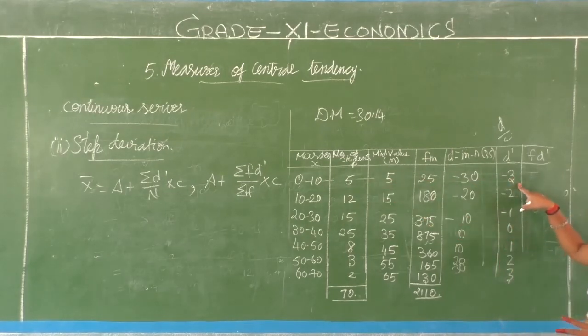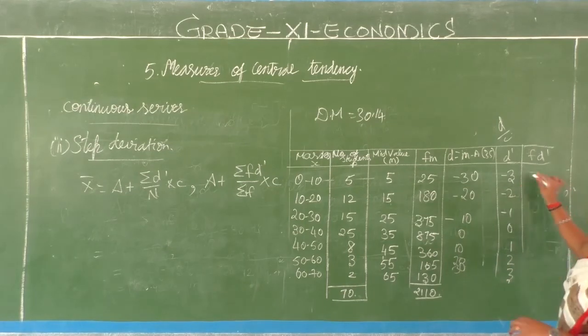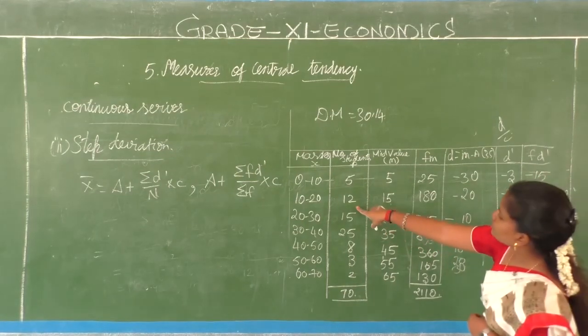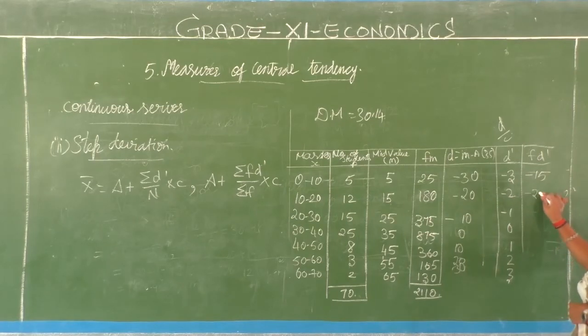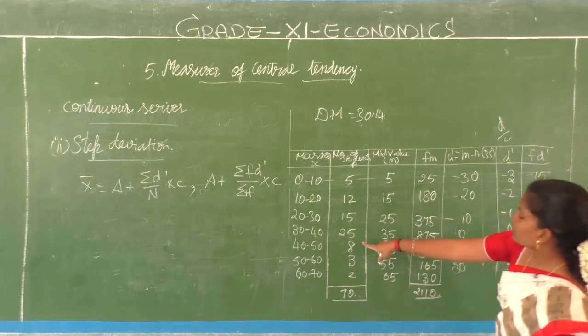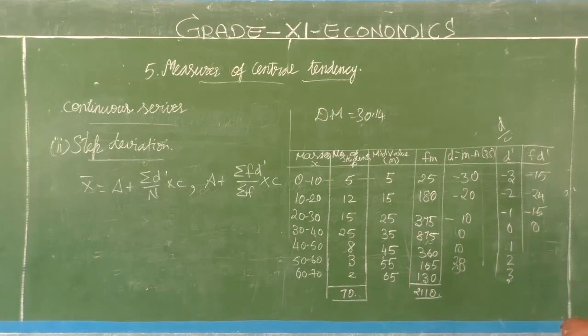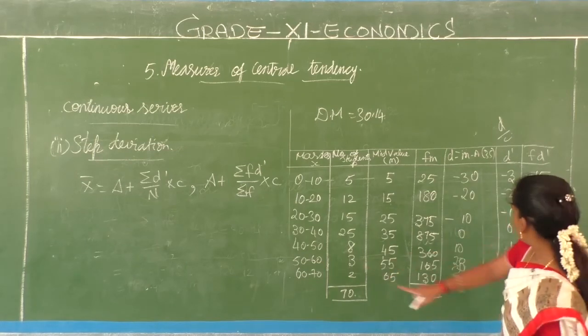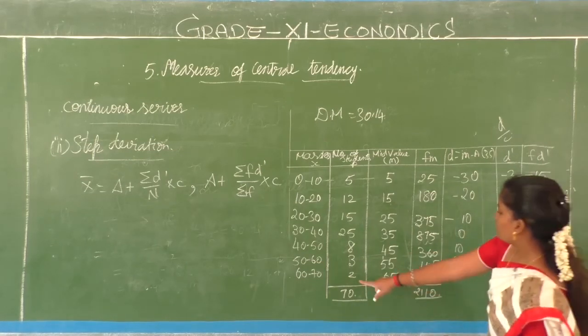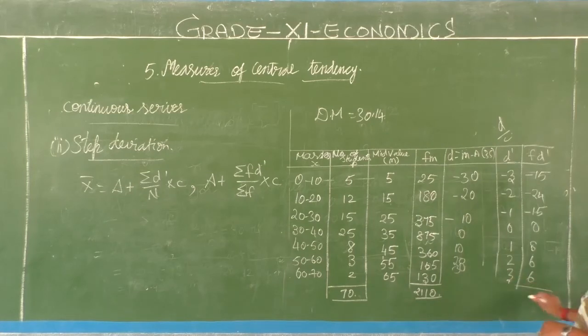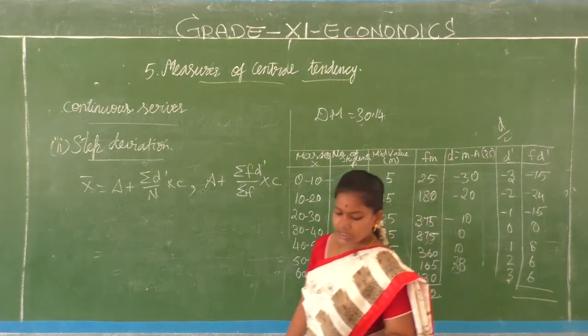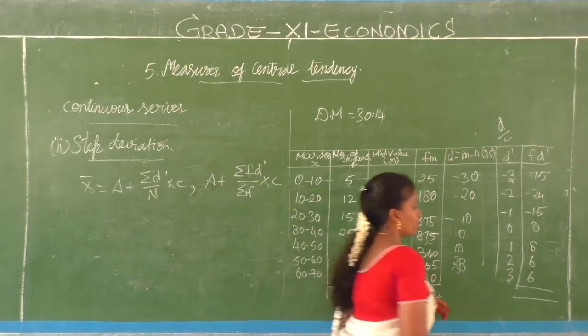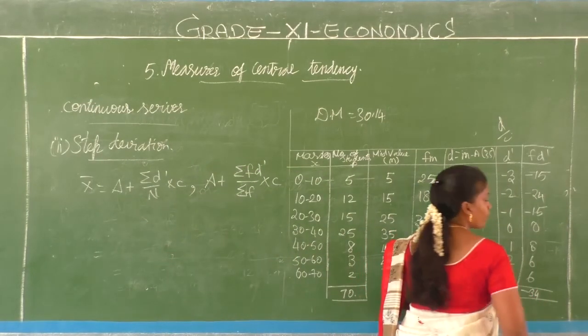5 into minus 3, you are going to get minus 15. Then 12 into minus 2, you are going to get minus 24. 15 into minus 1, you are going to get minus 15. Then 25 into 0, 0. 8, 1, 8. 3 into 2, 6. 2 into 3, 6. So now you need to find the sigma f d dash. Okay? When you find it, you get an answer of minus 34.